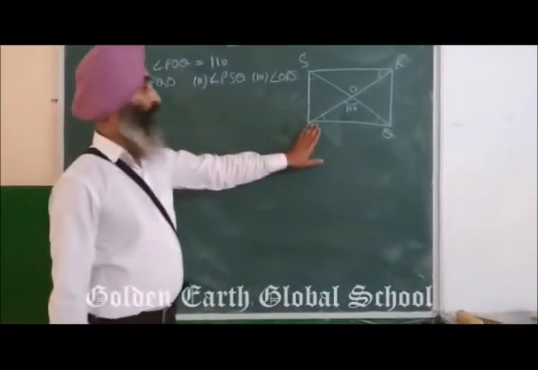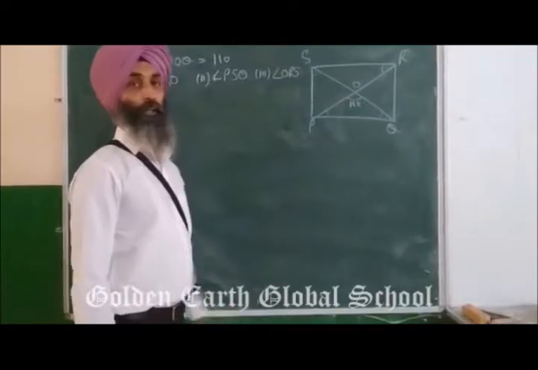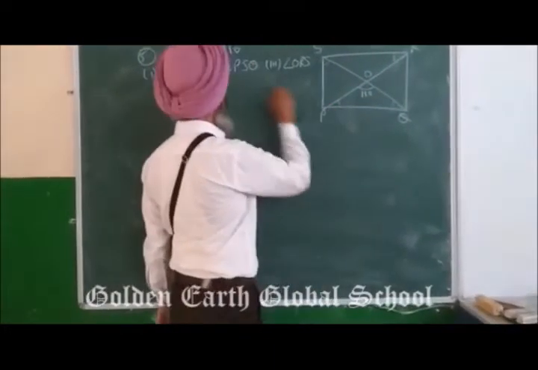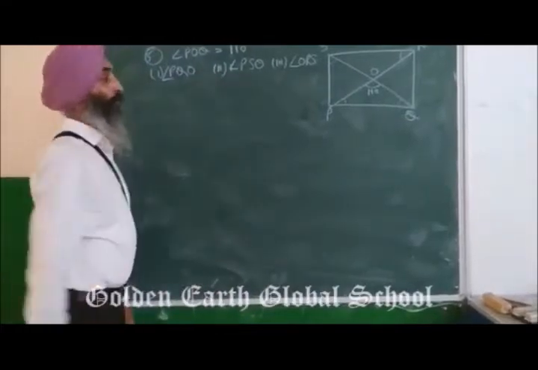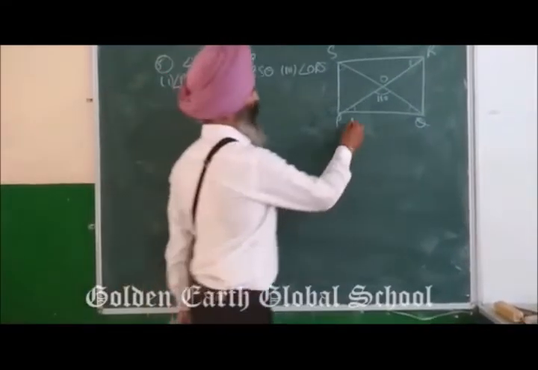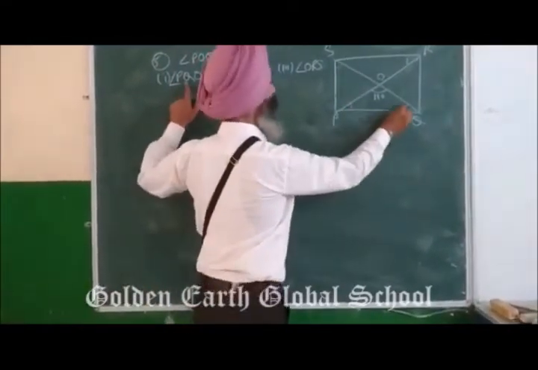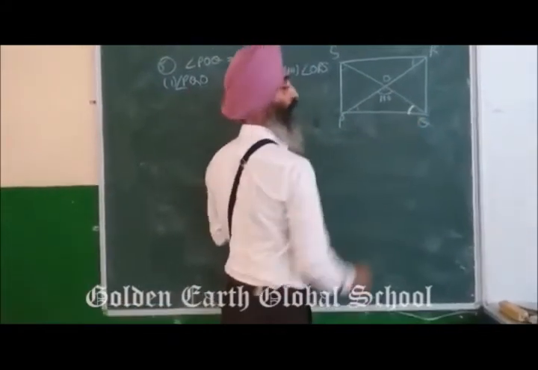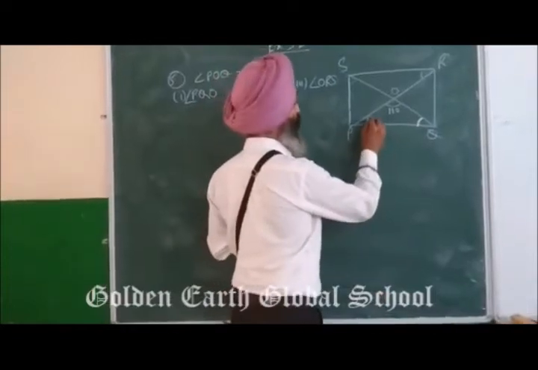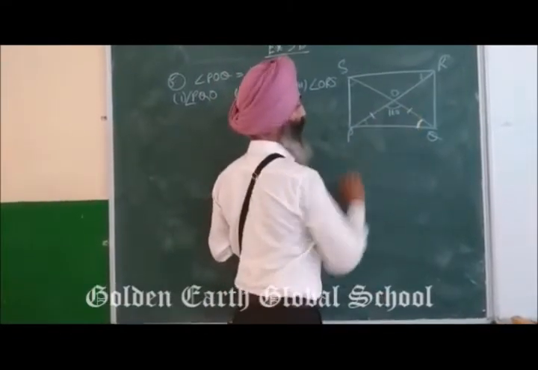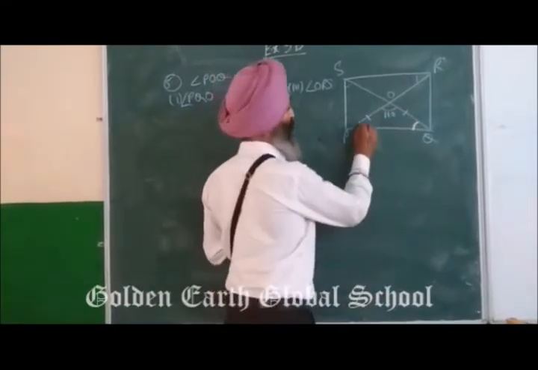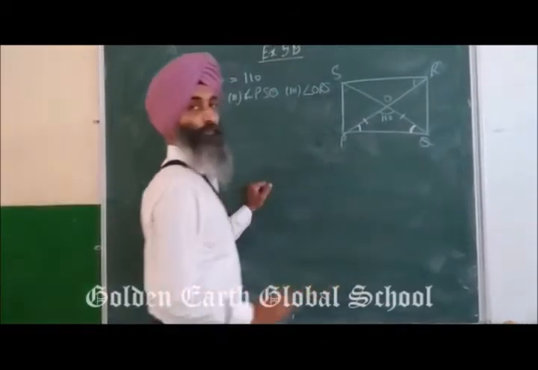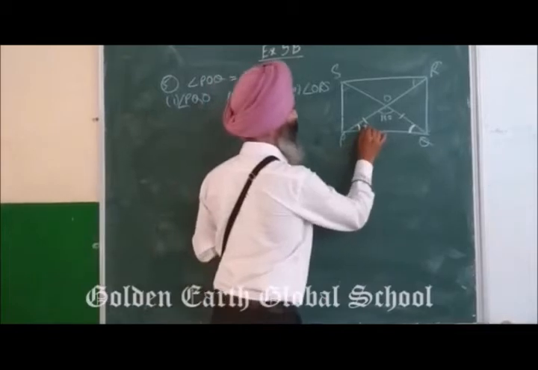PQRS is a rectangle in which this angle is 110, and we have to find these angles. Now look at it carefully. So we have to find angle PQO. So PQO is this angle. As you know, the diagonals bisect each other. So this is equal to this. So you can say that this angle is equal to this angle with the property of diagonals. So let this angle be x.